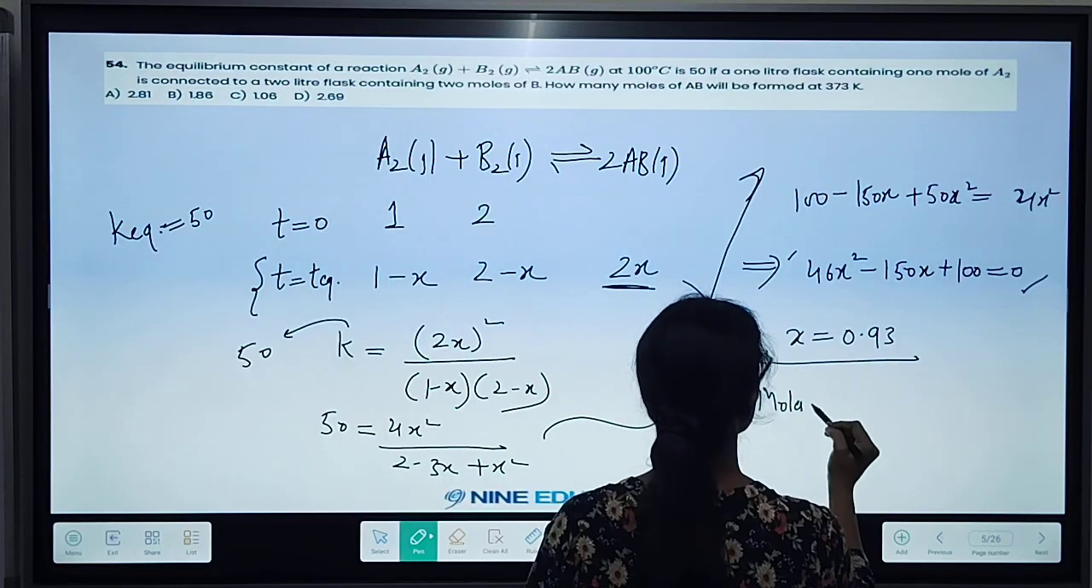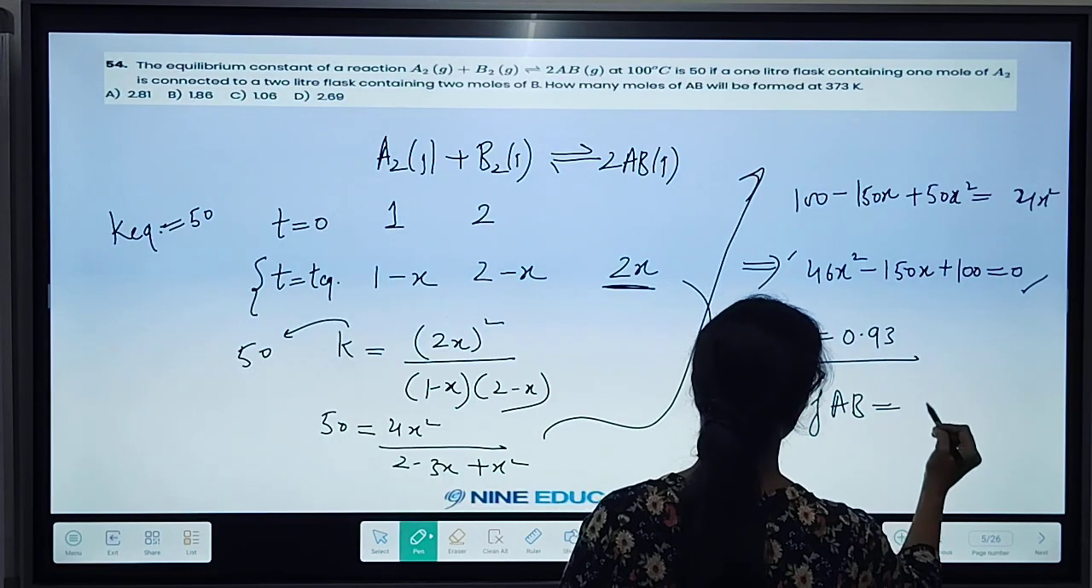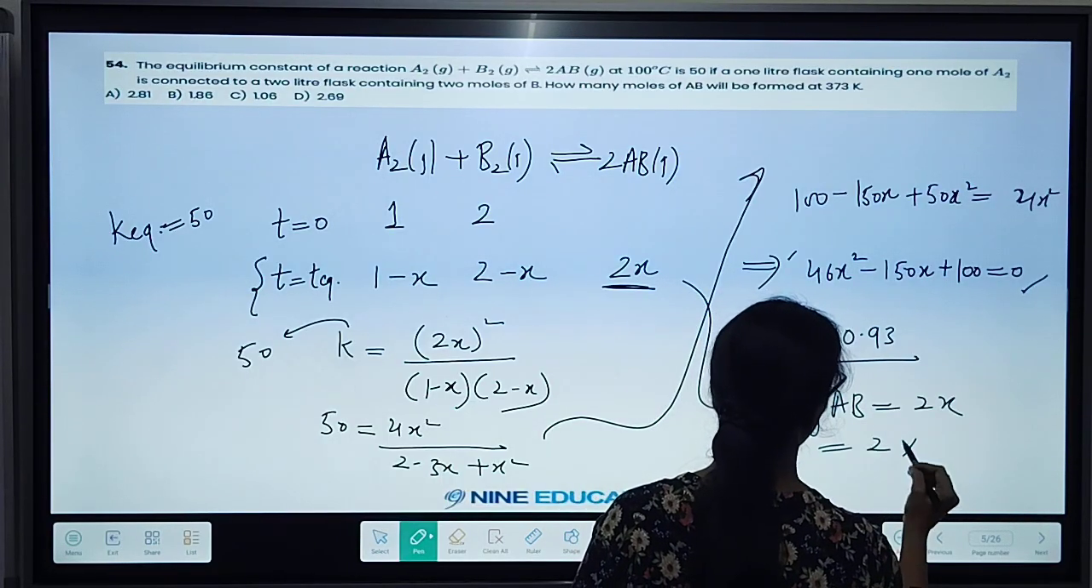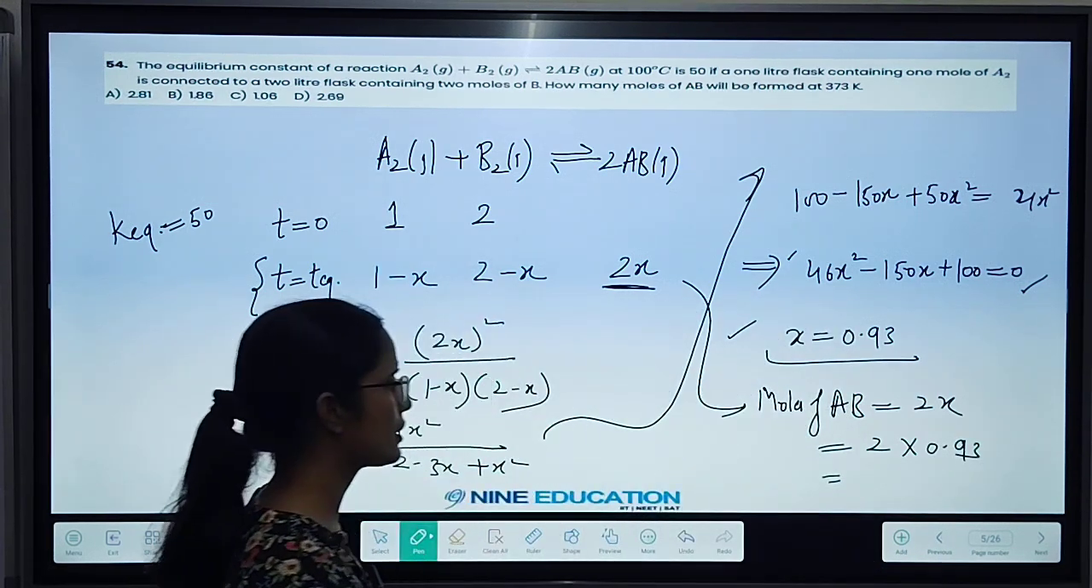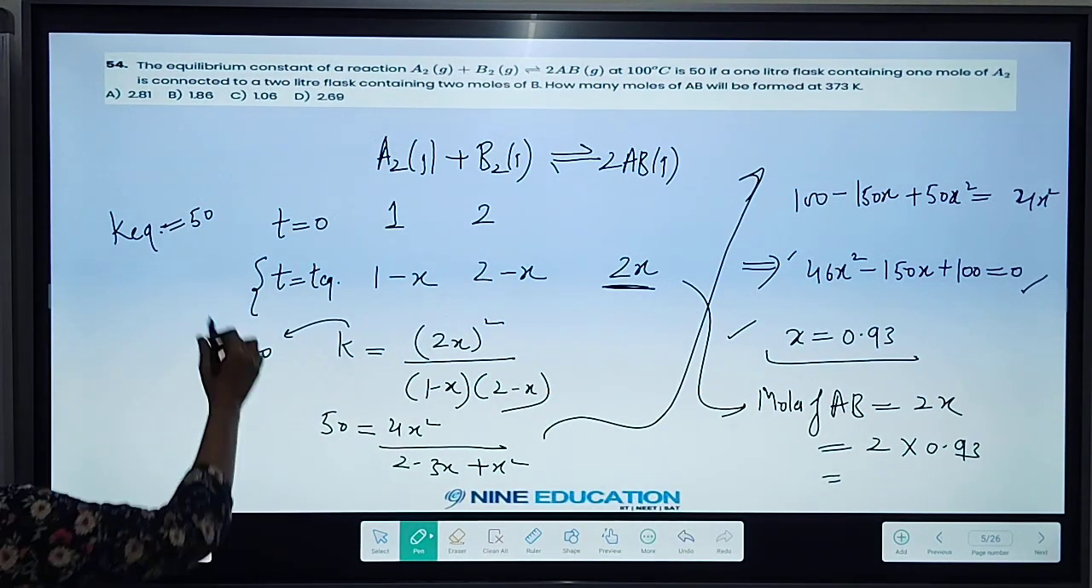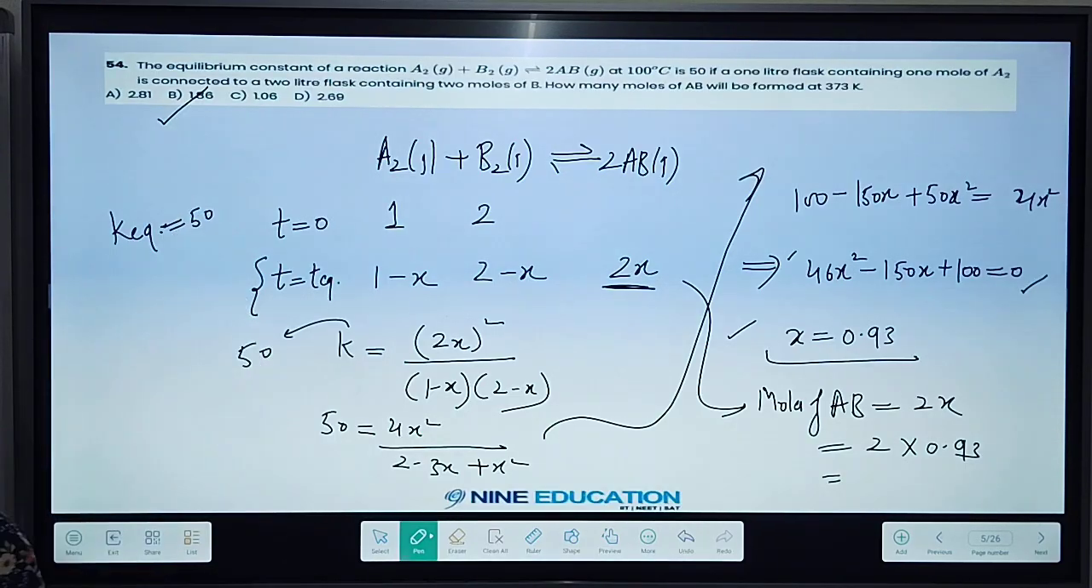Now we need to talk about the moles of AB which will be forming, and moles of AB will be 2x. So we'll be having 2 into 0.93, which comes to 1.86, which means B option should be the correct answer here.